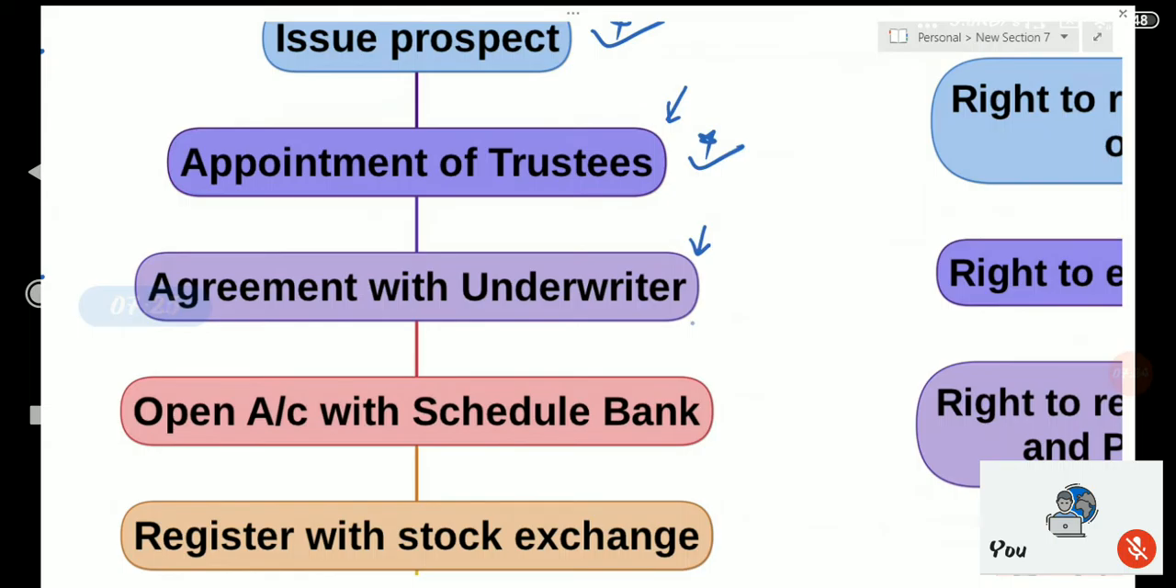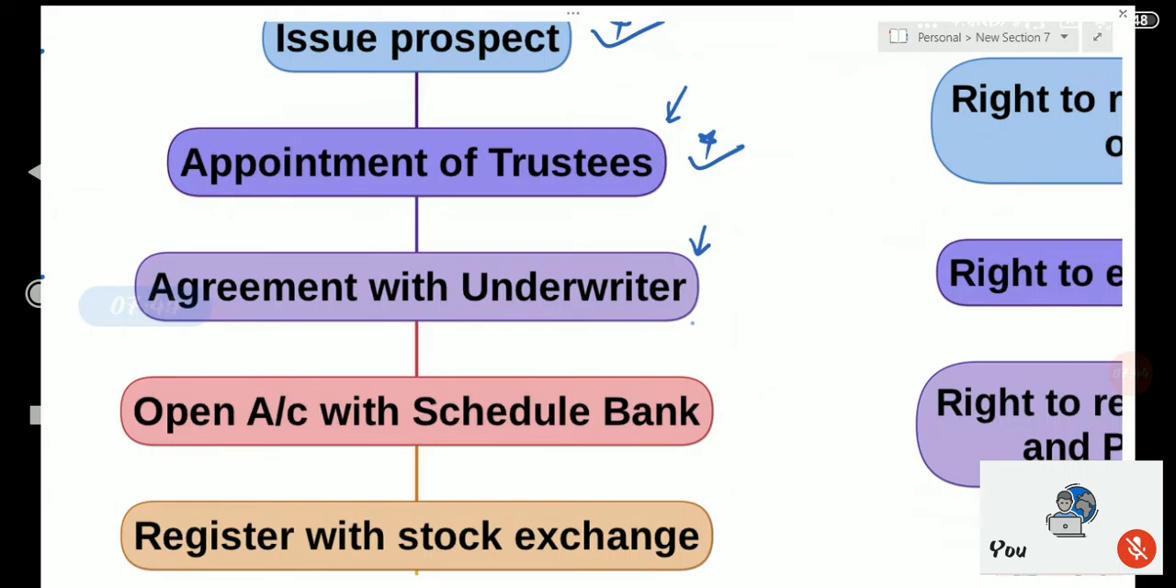Open account with scheduled bank. The company cannot directly collect the amount from the public in a routine manner. So the company has to open a separate account with the scheduled bank for the issue of debentures. It is compulsory for the company to open an account.